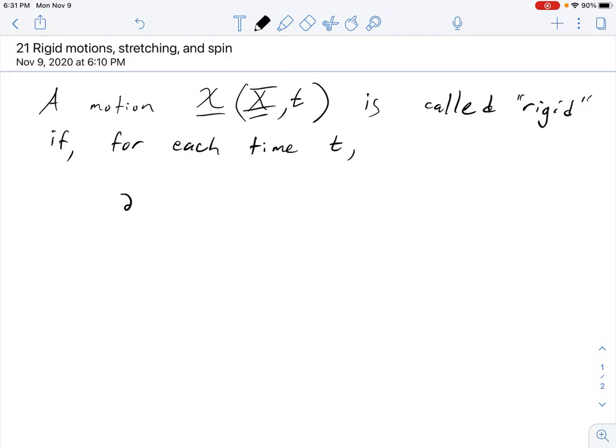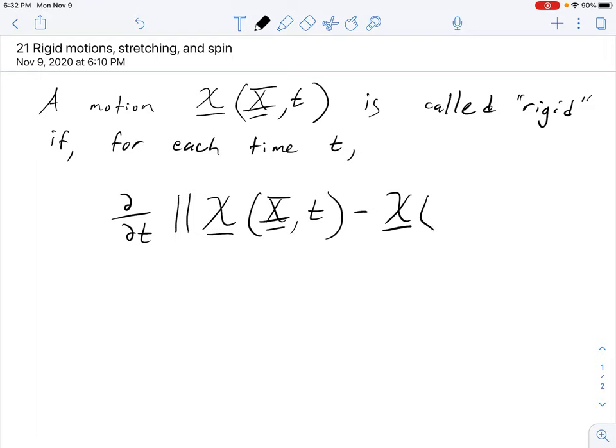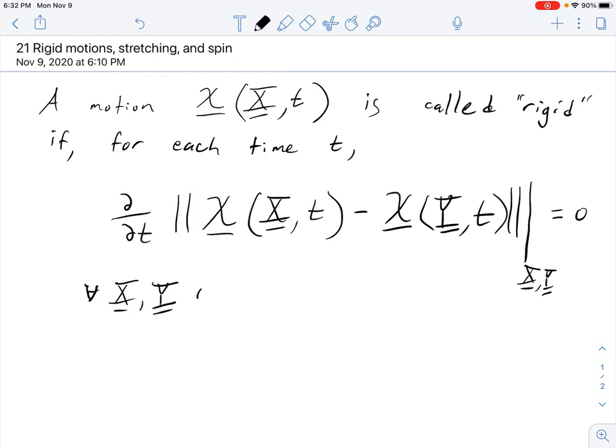We have the partial derivative with respect to time of the norm of chi of x, t minus chi of, we'll say, y, t, for fixed x and y, is equal to 0 for all x and y in the material body.